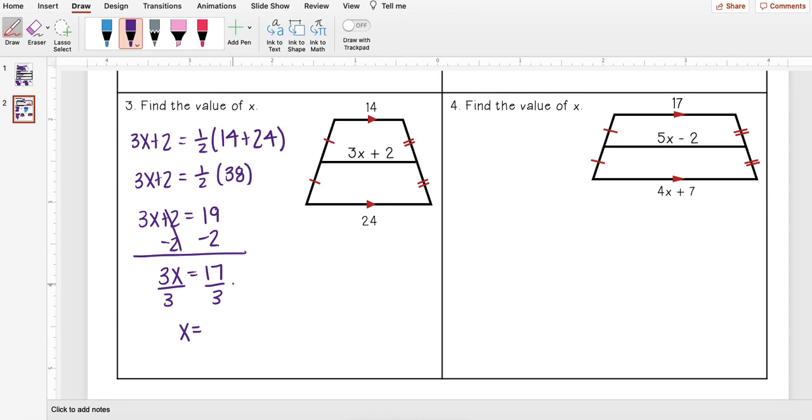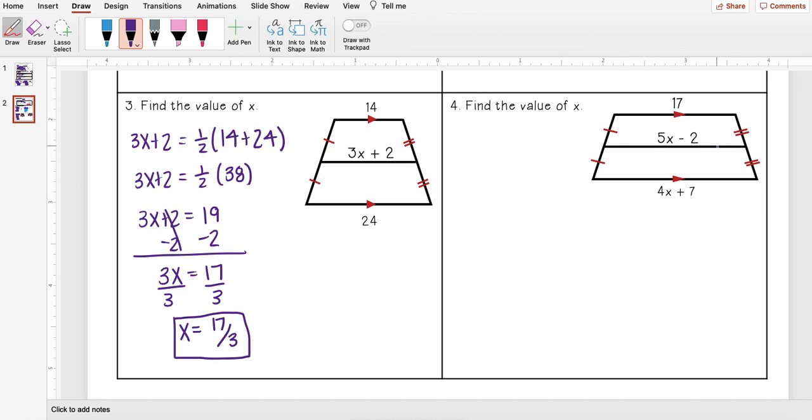And so you could write this as a decimal. If you're working in Big Ideas, it normally wants you to write it as a fraction. So I'm going to go ahead and leave this as a fraction. So I'm going to just leave my answer as 17/3. Okay, let's try one more example. So here, again, I want to find the value of x.